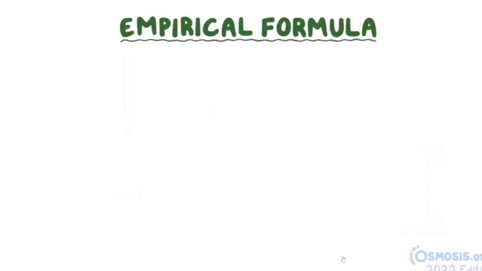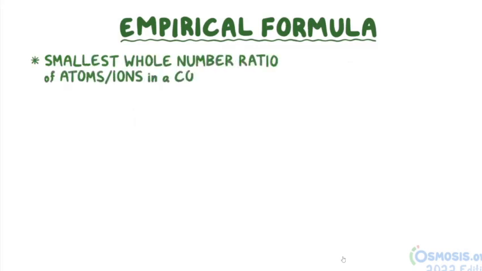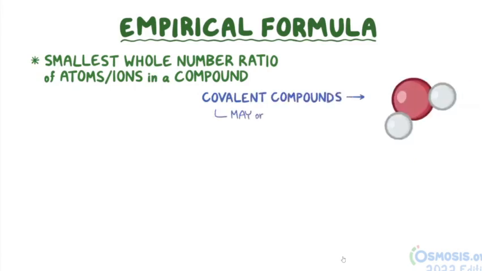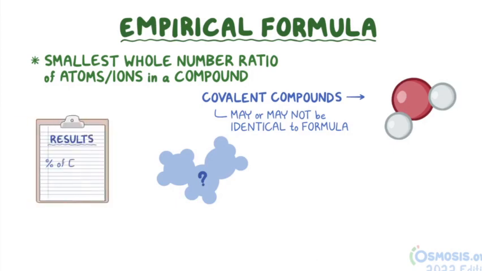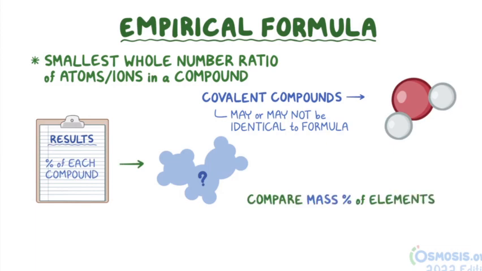Alright, as a quick recap, empirical formulas tell us the smallest whole number ratio of different types of atoms or ions in a compound. For covalent compounds, empirical formulas may or may not be identical to the molecular formula depending on the actual structure of the molecule. Empirical formulas are helpful in figuring out the chemical structure of unknown compounds when given analysis results showing the percentage composition of the compound. We can also use empirical formulas to compare the mass percentages of elements in different compounds.